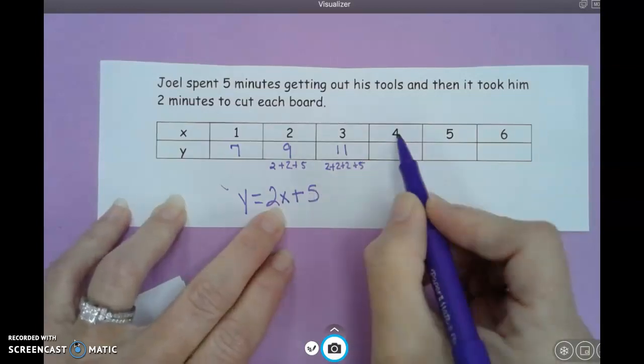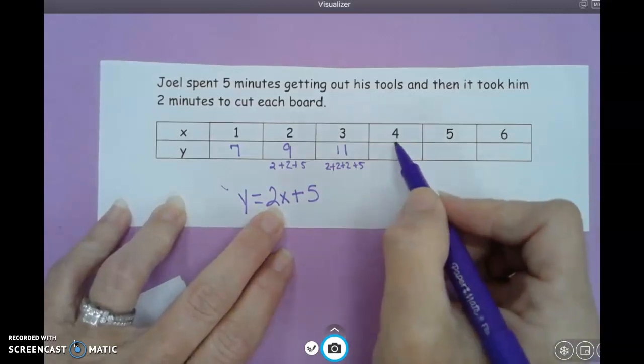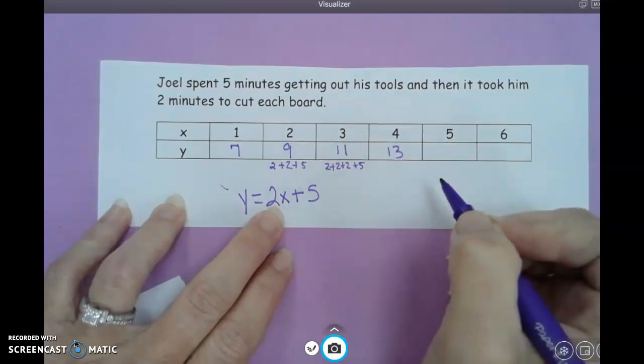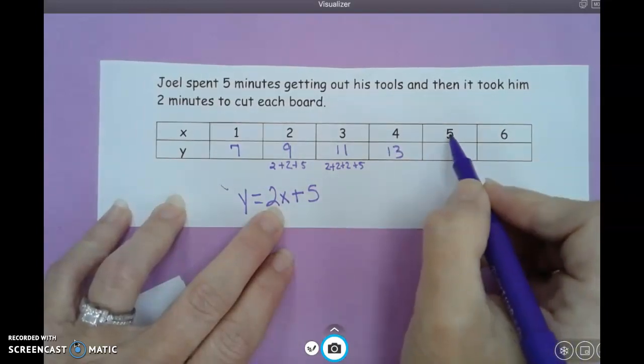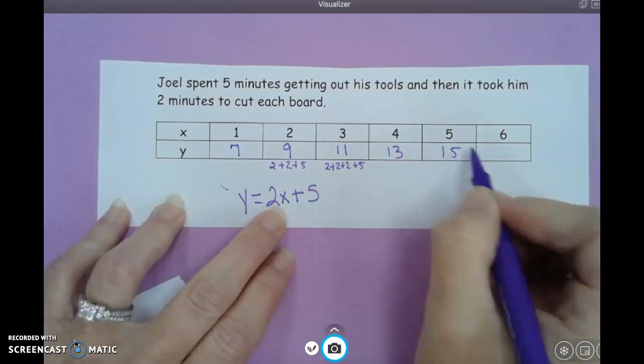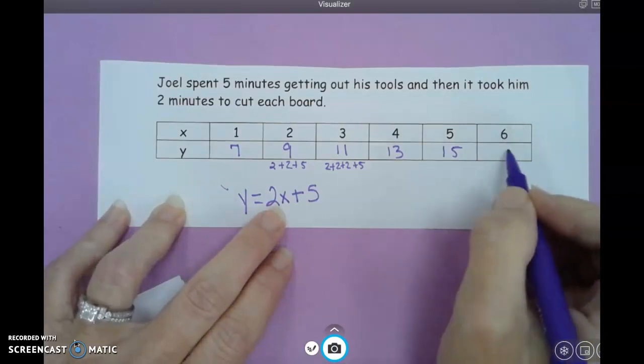So let's try 4 times 2. 4 times 2 is 8, plus 5 is going to give me 13. And then do 5 times 2, which is 10, plus 5 is 15. And then do the 6 times 2 is 12, plus 5 is 17.